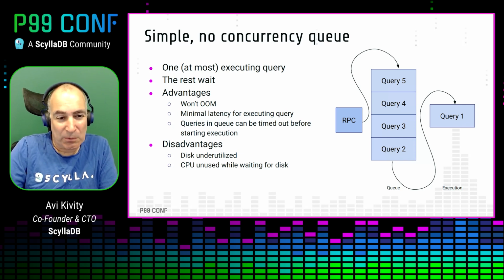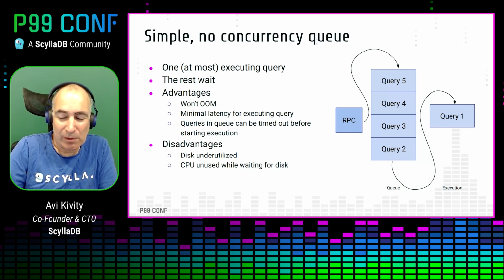But this doesn't work because the disk is going to get underutilized. So the disk can sustain a lot of parallel I/O and needs this parallel I/O in order to give you good performance. And this won't happen with a single query. And while the query is waiting for I/O, the CPU is going unutilized. So you don't want the disk and the CPU to be unused. You want them to work for you. And we knew this, so we didn't even try it.